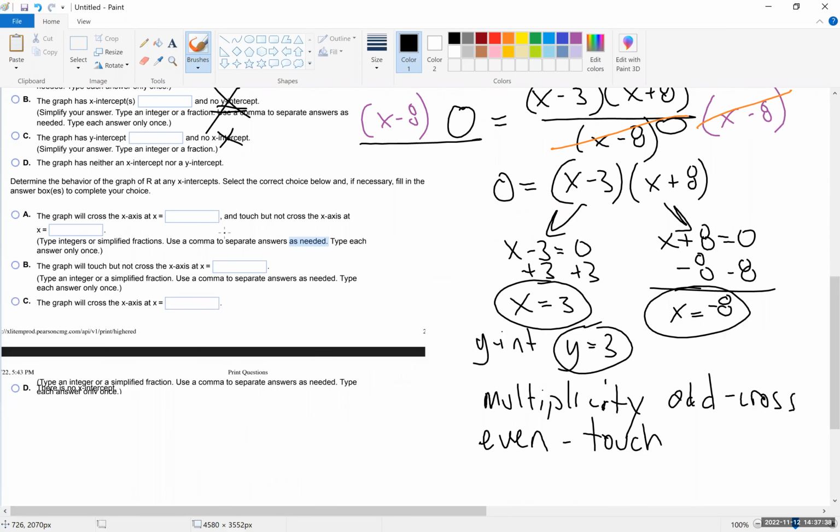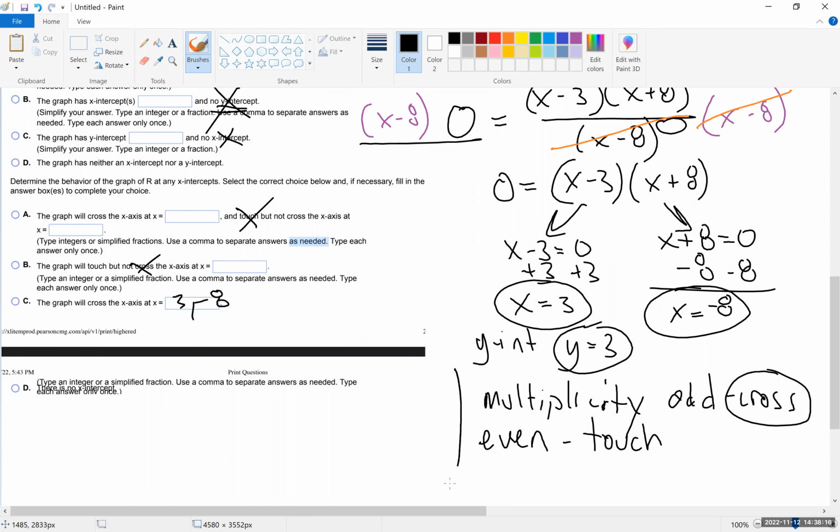Kemi brought it up, these are not fun to look at and read. We have two x-intercepts and they both cross. So we're looking for where they say they both cross. When it says the graph will cross at one value and touch but not cross at another, that's not true. Ours never touches. Ours always crosses. The graph will cross at x equals 3 and negative 8.